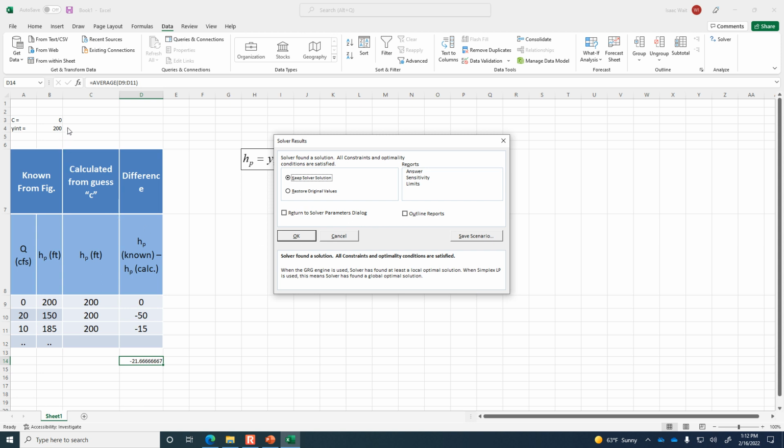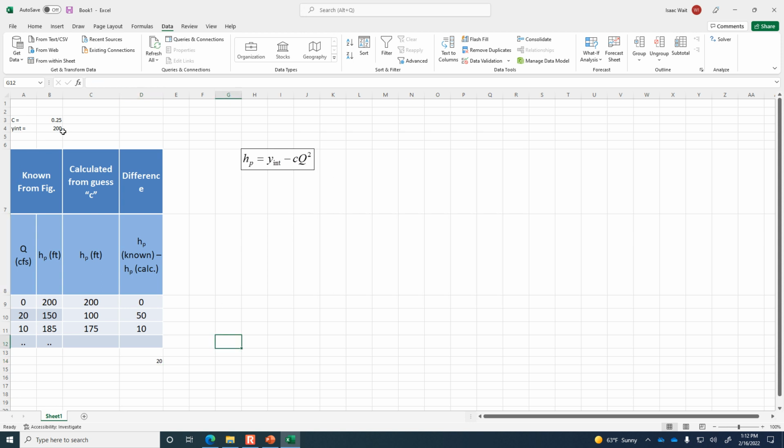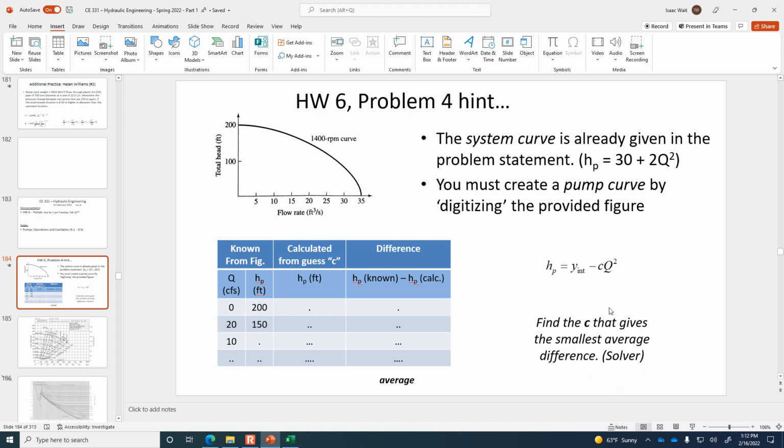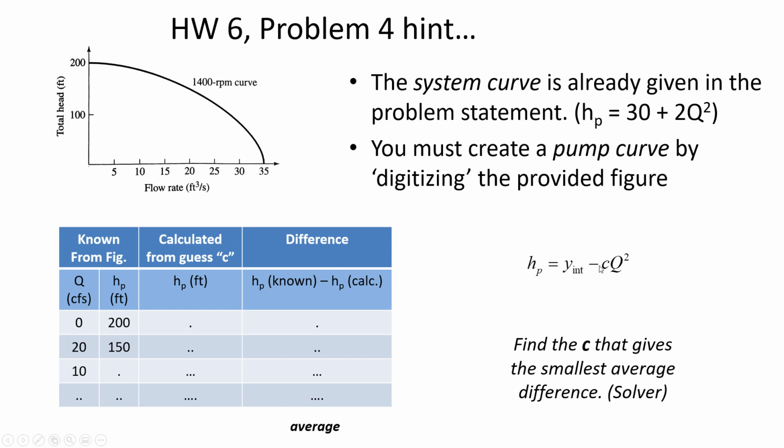This is not enough data points for us to get a reliable C value with just 3, but that's the process that you should follow. We're trying to find the coefficient. So hopefully that helps to explain it. It's just another numerical technique, and what you need to be able to do is find out, when you use this pump with this system, what the operating point is.